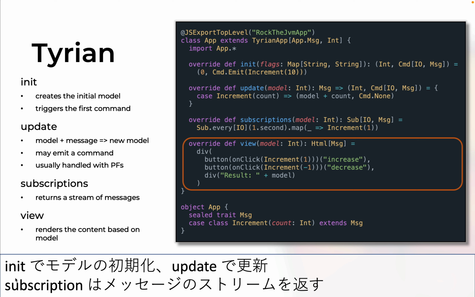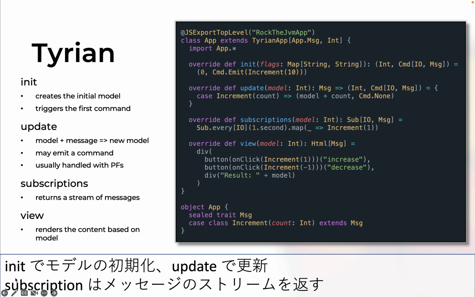The final function, but also probably the most important, is view. View simply renders the content based on the current state of the application. So based on the model, you render something on the page. And this view function is triggered whenever the model changes. So if you have an interaction with the page, for example, a user clicks a button, the button may trigger a message, which may update the model. And if the model changes, then the view function will be triggered again, re-rendering the page. Obviously, there are some smart diff mechanisms in place, both on the Tyrion front and on the browser, so that you don't get any performance hits while rendering the page again.